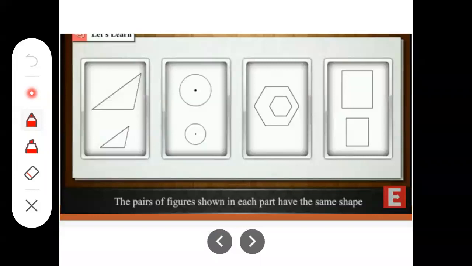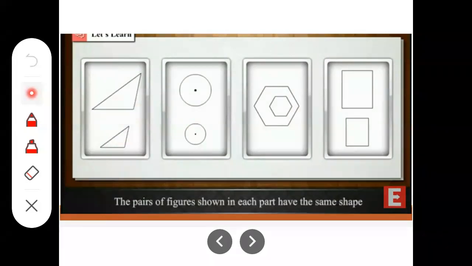Now here you can see the different pairs of figures. Here are two triangles, two circles, two hexagons, and two rectangles. Now, in all those shapes, see each pair. Those have the same shapes, but their sizes are different. That is the greater one, and that triangle is smaller. Here also, their sizes are different.